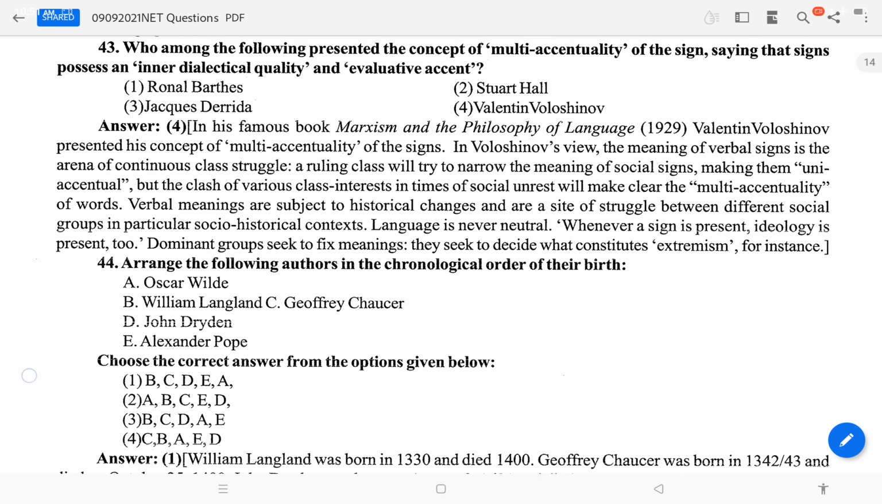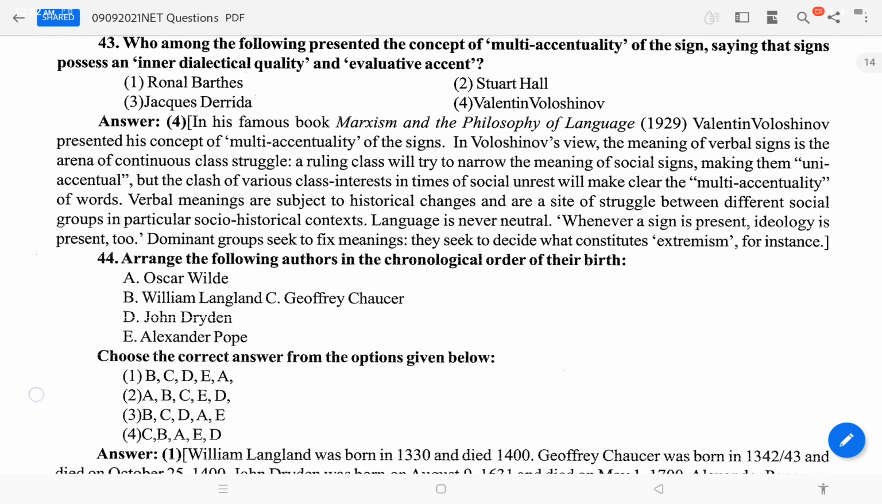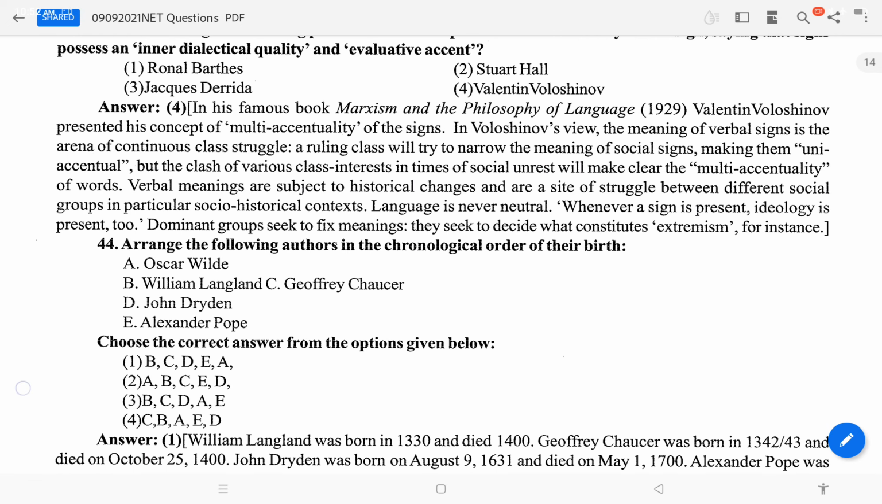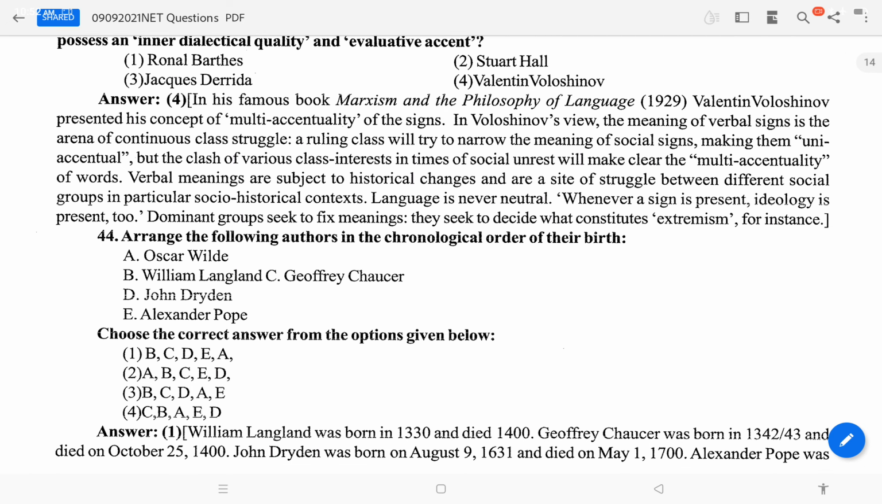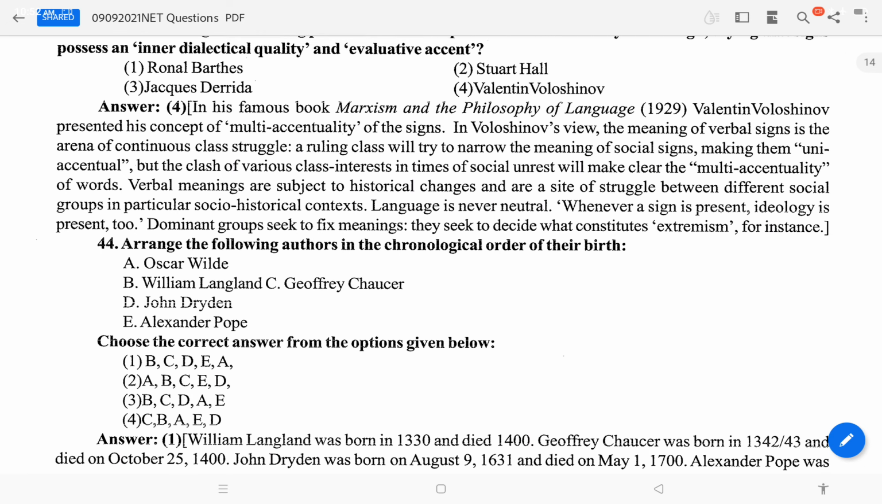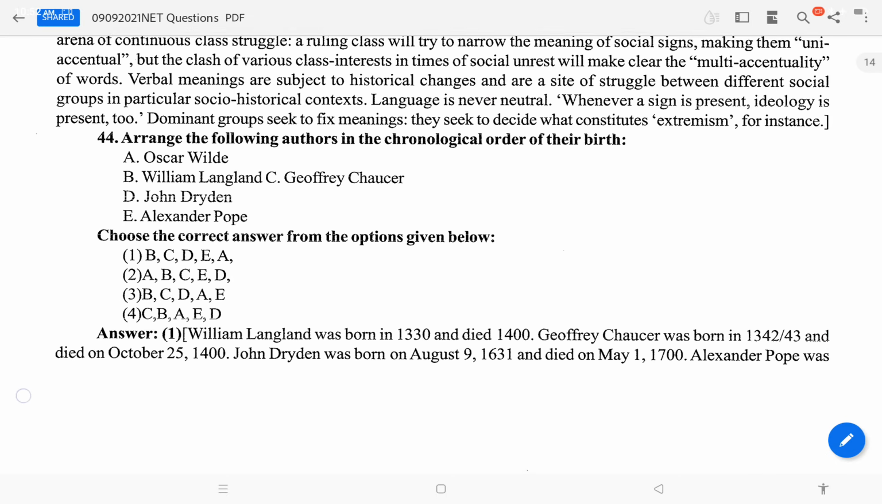Whenever a sign is present, ideology is present too. So whenever I try to say something, my ideology will come with the language, right? So language cannot be neutral. Dominant groups seek to fix meaning. Dominant group, dominant culture, high culture, they always seek to fix meaning. They seek to decide what constitutes extremism, for instance. So dominant groups always try to fix meaning. Then see question number 44.